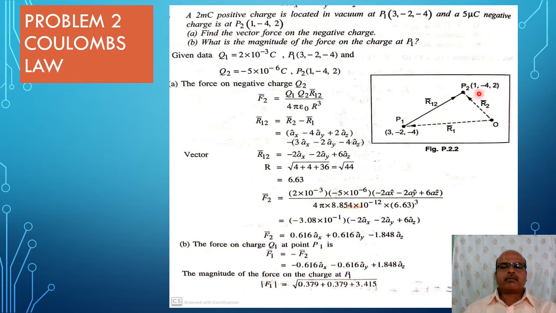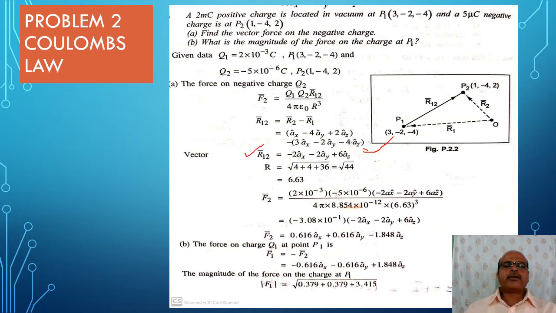Take this notation in vectorial representation: this 1, minus 4, 2 is written as ax cap minus 4ay cap plus 2az cap. This 3, minus 2, 4 is represented as minus 3x cap minus 2ay cap minus 4az. And if we subtract, that is ax minus 3x, we will get minus 2x. Similarly, if we make the subtraction, we will get the value of r12 bar.